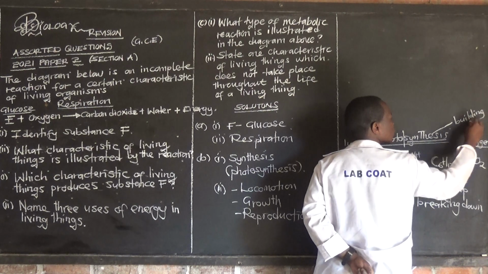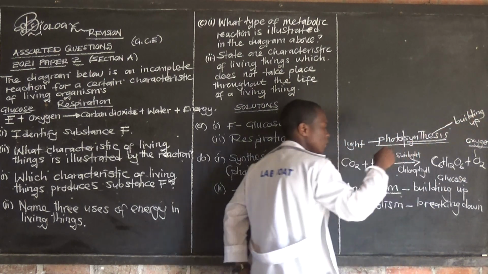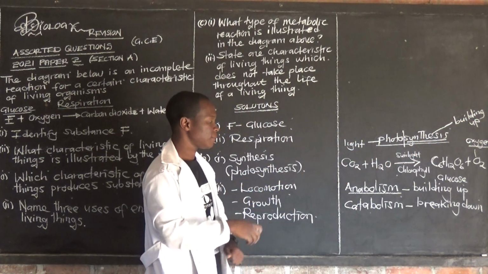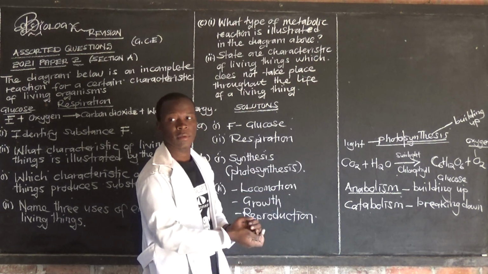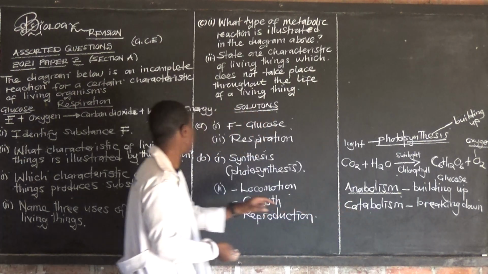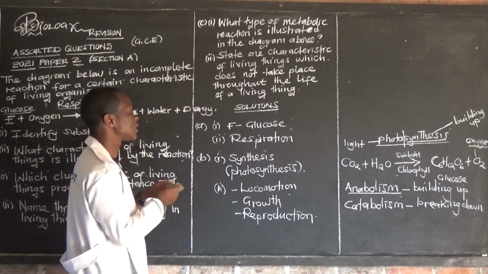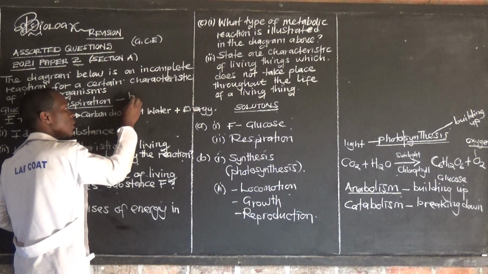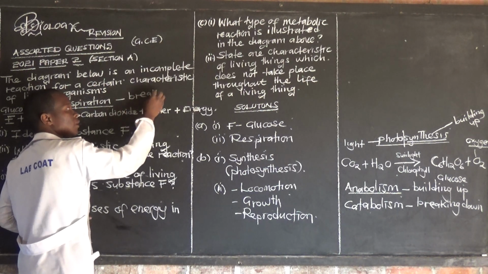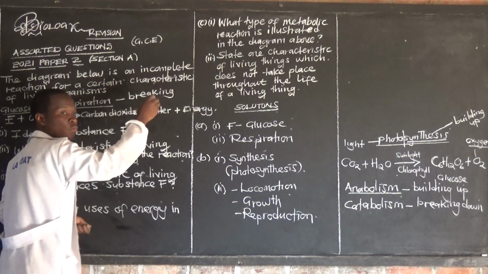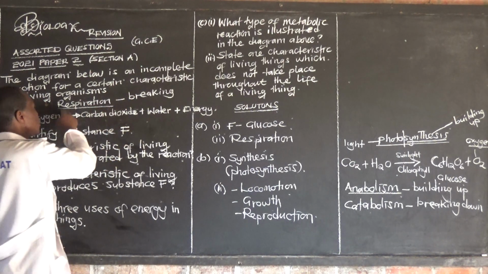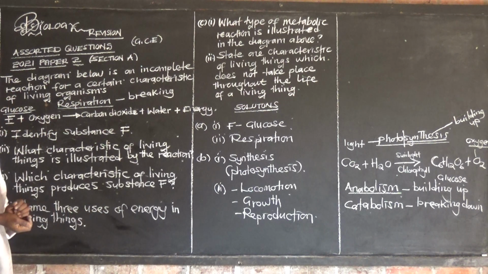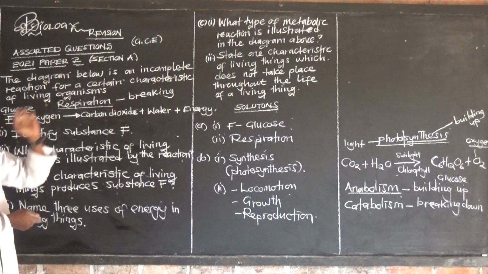Building up. Is it okay? So photosynthesis, it's what? Anabolism. It's an example of what? Anabolic reaction. Then remember what we said pertaining to respiration. We said respiration is what? Breaking down. Breaking down of what? Glucose to release energy. So breaking down, this one is called what? A catabolic reaction.